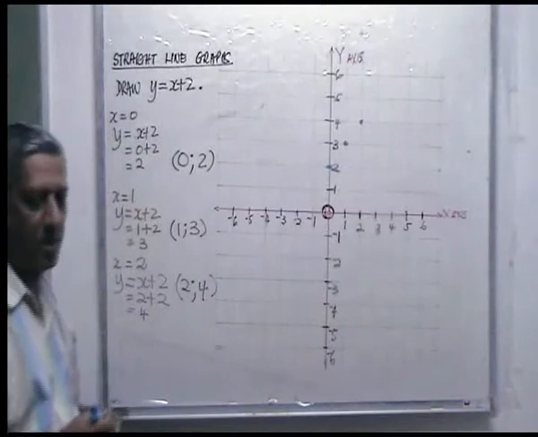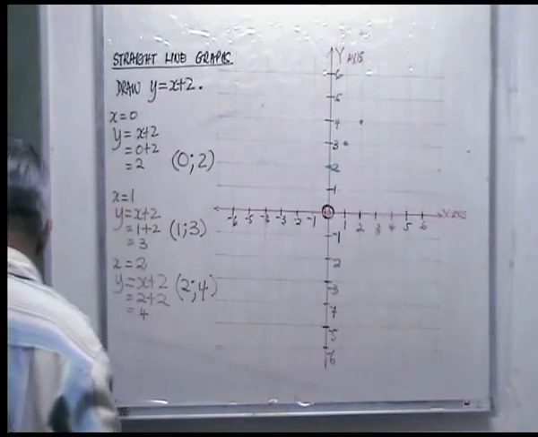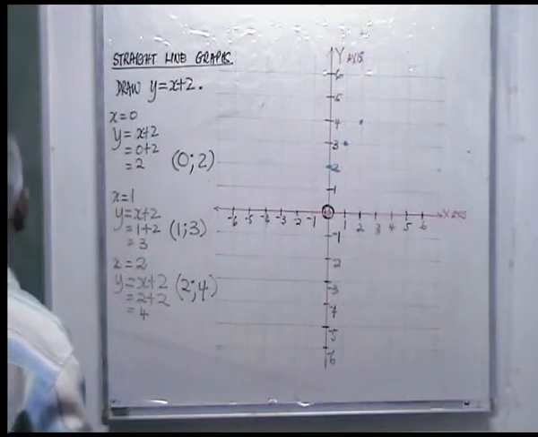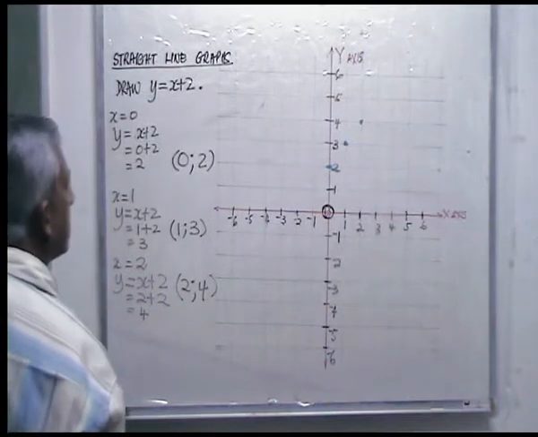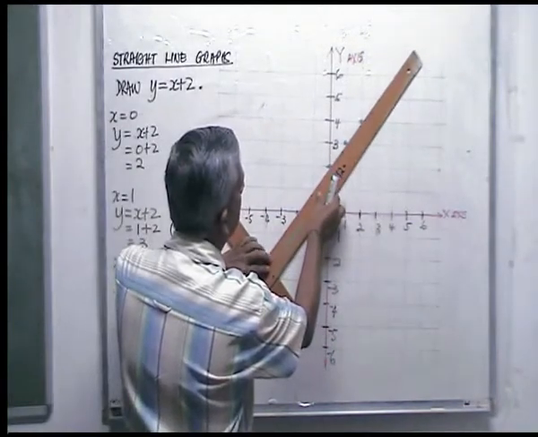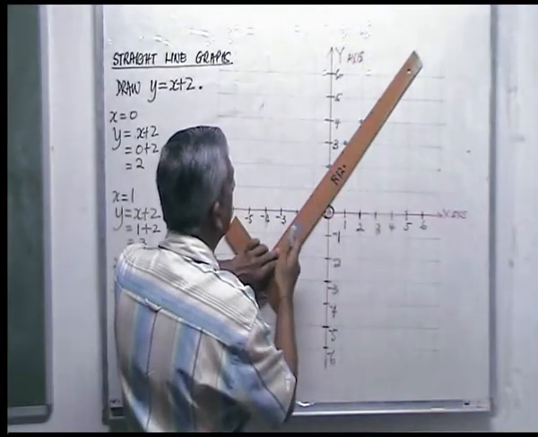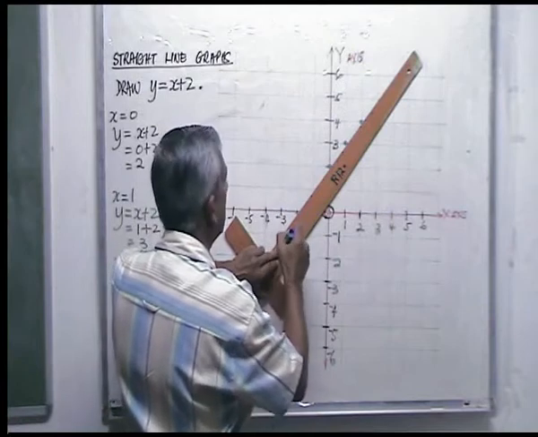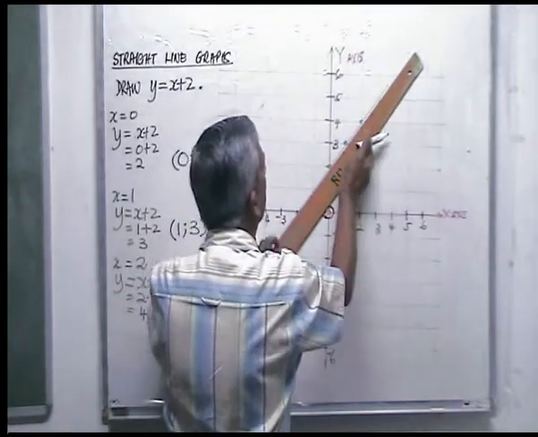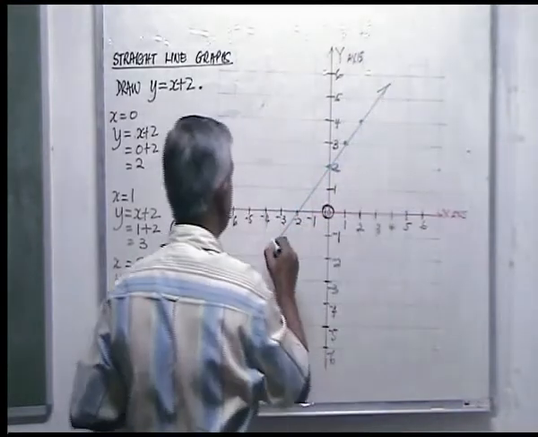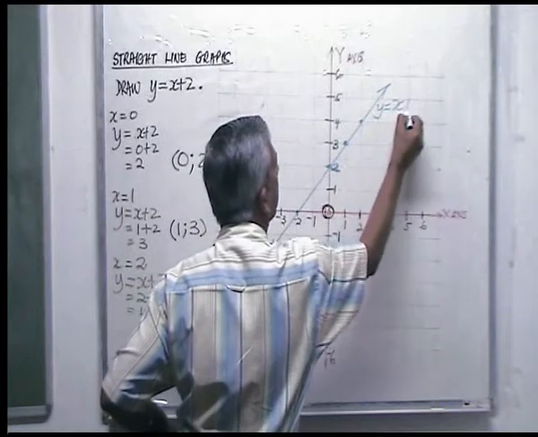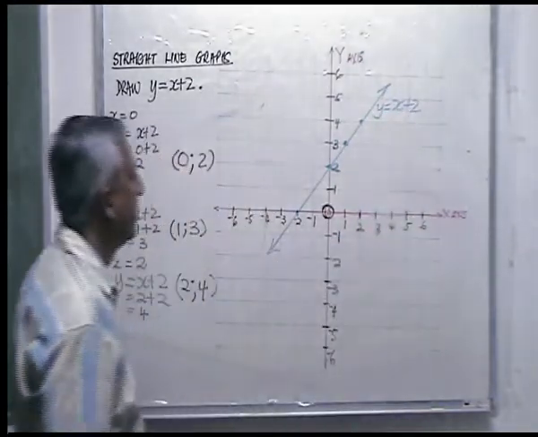And then you're going to join them, use a ruler, join them and draw the straight line. Okay, so here's our ruler and we just join them up. Right. Here we are. Graph is drawn and label it y is equal to x plus 2.